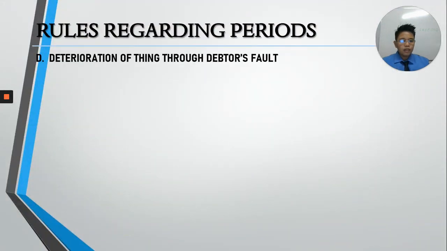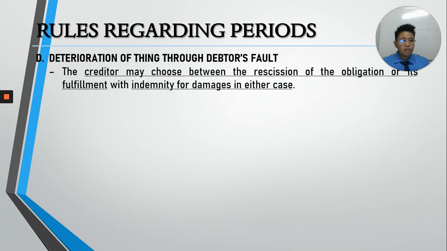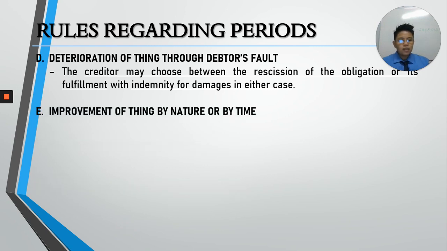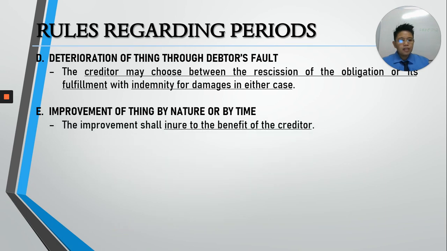What else? In case of deterioration of the thing through the debtor's fault, again here, the creditor has a choice to rescind the obligation or to ask for fulfillment, and again with damages in either case. So whatever is the choice of the creditor, he can ask for damages. Tuloy natin plus damages, or cancel na lang natin, rescind natin plus damages. What else? If improvement by nature or by time, again, creditor benefits because the creditor suffers impairment or deterioration.